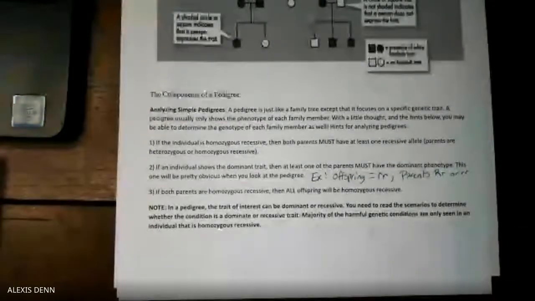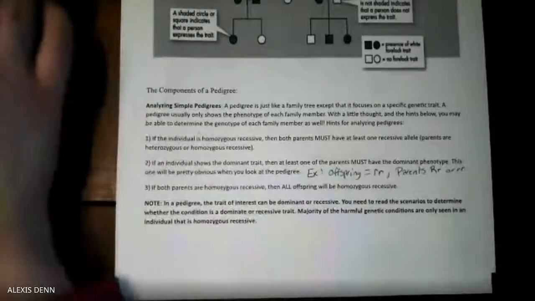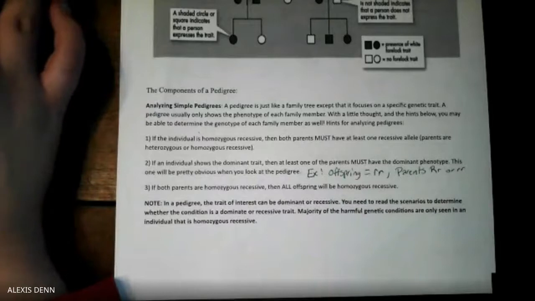If both parents are homozygous recessive, then all offspring will be homozygous recessive. Homozygous recessive means they can't offer the dominant version of that trait. They don't have a dominant allele. All of their offspring, when both parents are homozygous recessive, will also be homozygous recessive. It's like two left-handed people can't have a right-handed baby because left-handedness is recessive.